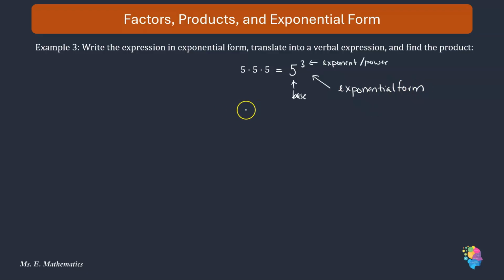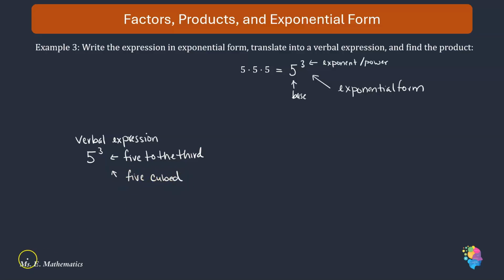Okay? Let's now translate this exponential form into a verbal expression. Let's do it over here. There are different ways to name this exponential form. We can call this 5 to the third, or we can call it 5 cubed, which is the most common one. All right, so we have rewritten this expression into exponential form, and from exponential form to a verbal expression. Let's now find the product.